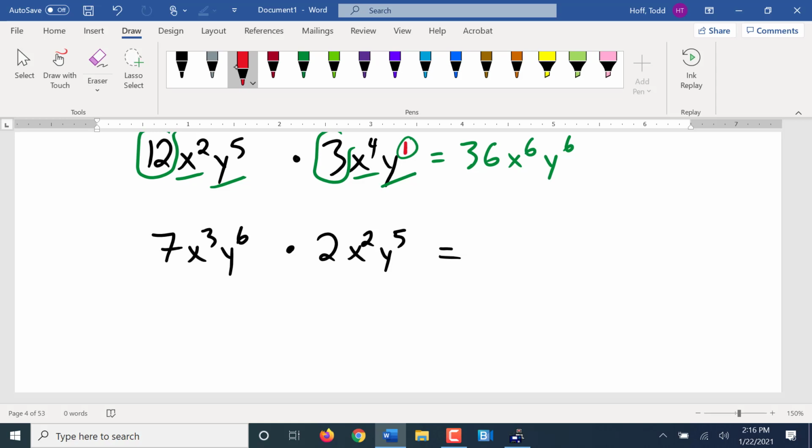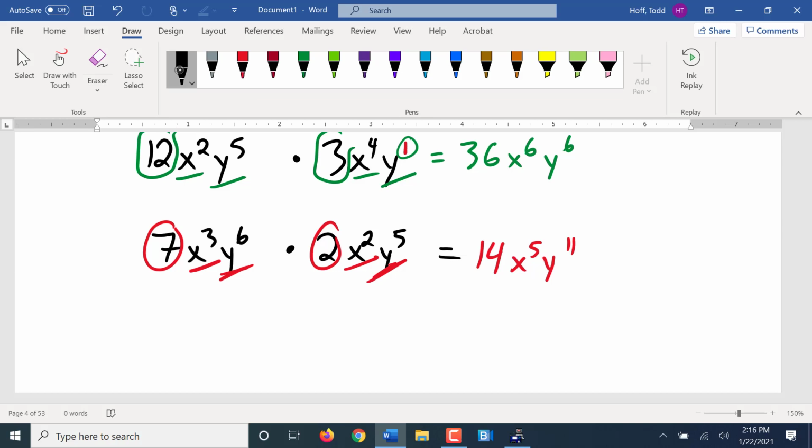So we combine the counts. What's 7 times 2? 14. Then we can combine each name separately. x to the 3rd times x squared is x to the 5th. We add the powers. 3 plus 2 is 5. y to the 6th times y to the 5th is y to the 11th. Again, we add the powers. 6 plus 5 is 11.